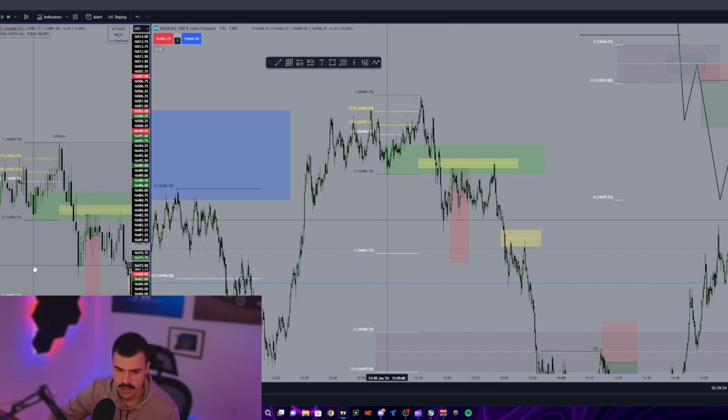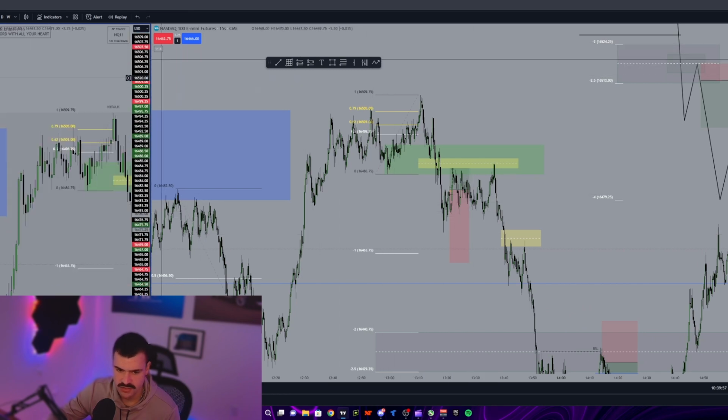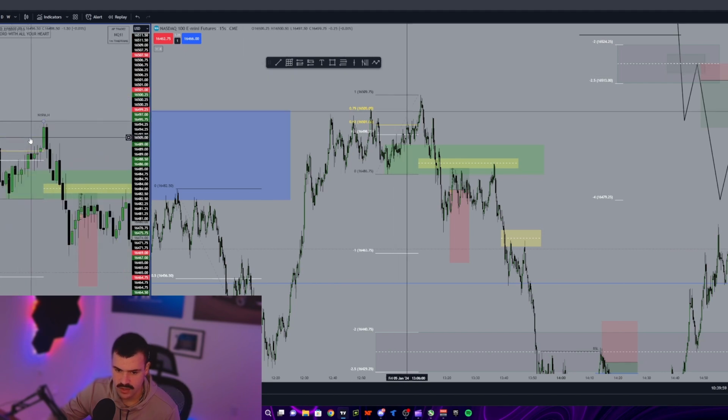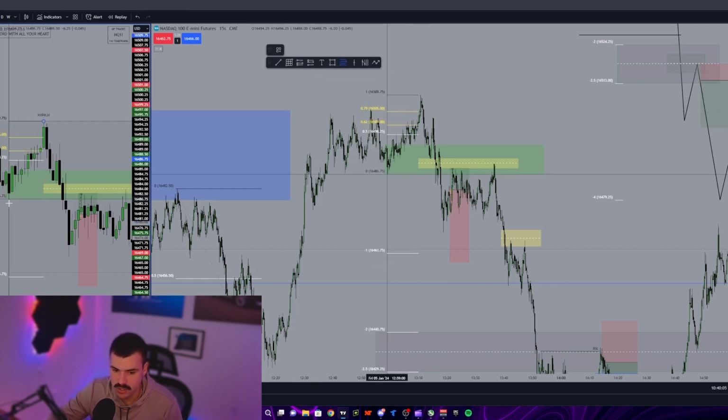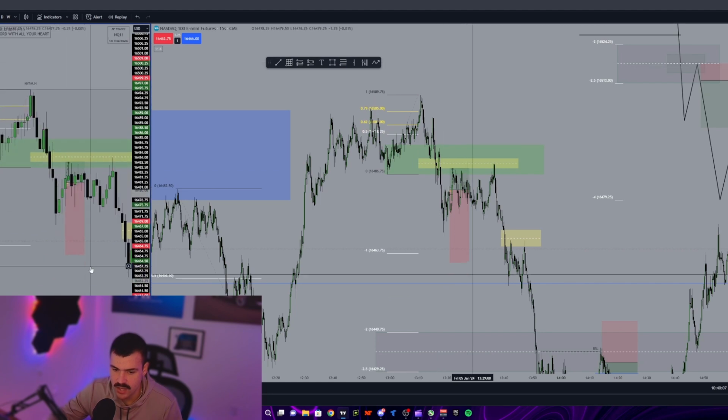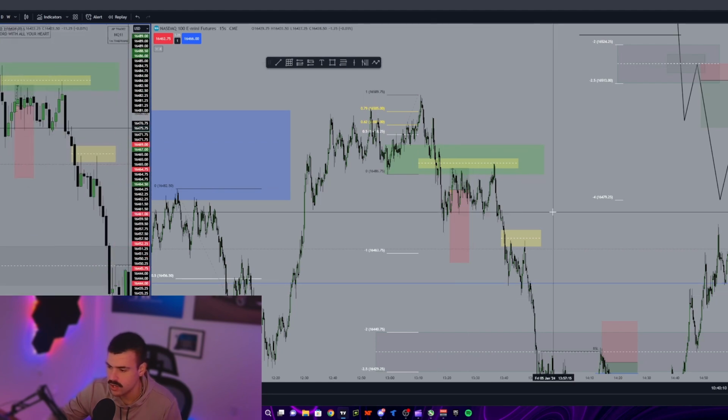M1, right? We had a higher time frame inefficiency that we delivered off of. We took out this internal buy side level right here. So from there, what we can do is mark out our manipulation leg, which is this low to that high. And from there, that gives us our framework for the trade, right?